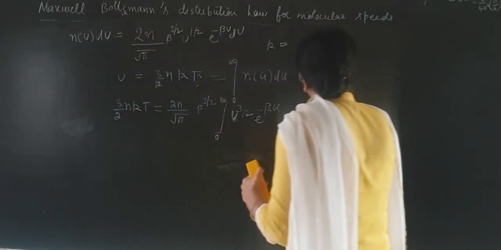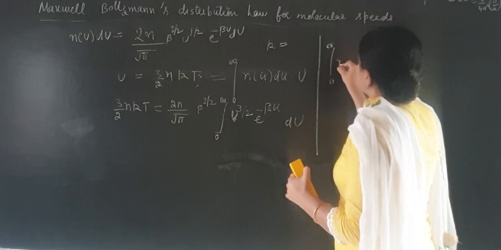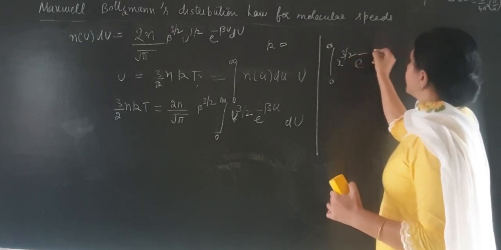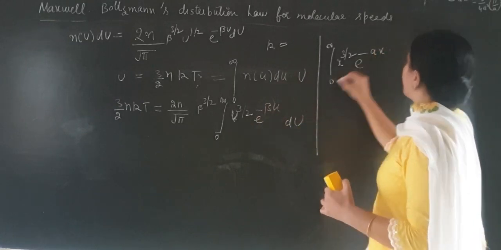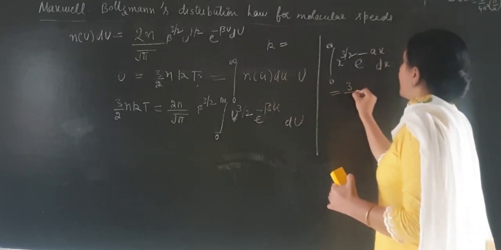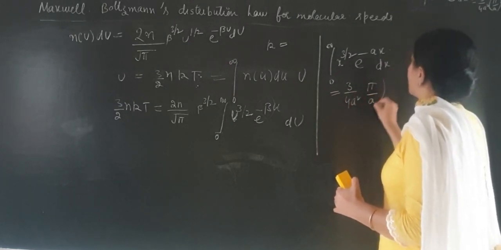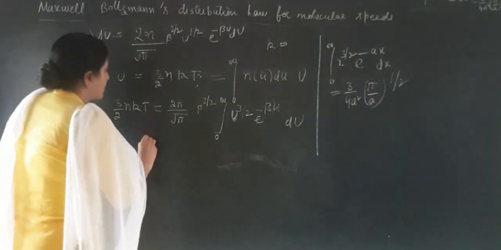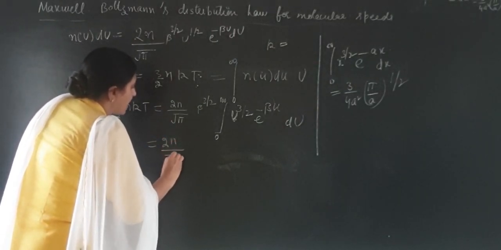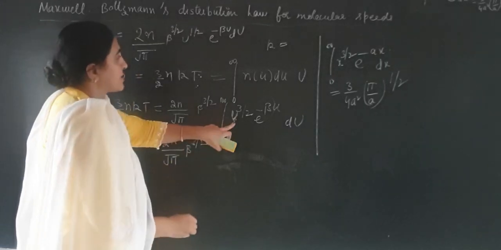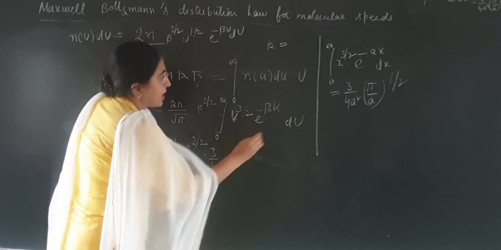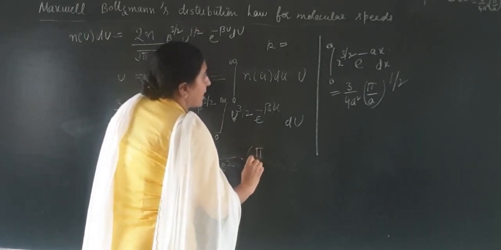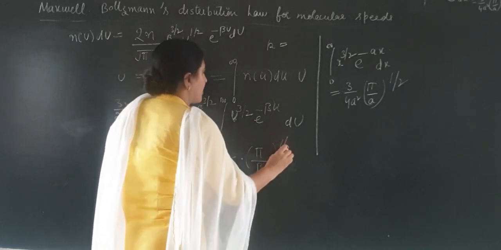So we use this integration formula, 0 to infinity x raised to power 3 by 2, instead of x here is u, x raised to power 3 by 2 e raised to power minus ax dx, where a is here beta. That is equal to 3 by 4 a square times pi over a raised to power 1 by 2. So put the value here: 2n over under root pi beta raised to power 3 by 2, 3 by 4 a square, a is beta, beta square, pi over a is beta raised to power 1 by 2.